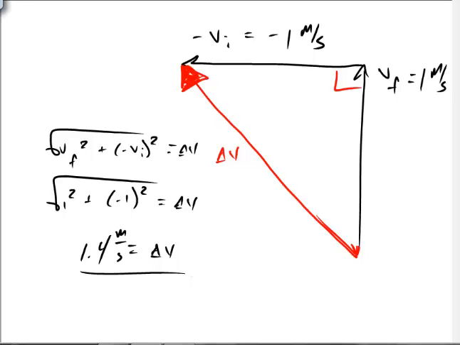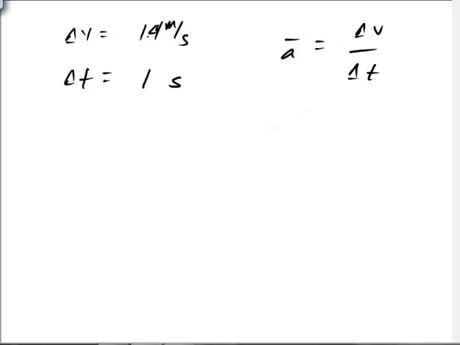We said the change in velocity was 1.4 meters per second, and if this all took place in 1 second, then the average acceleration would be the change in velocity over the change in time, so average acceleration is 1.4 meters per second squared. For every second that this is happening, the velocity is changing by 1.4 meters per second up and to the left.